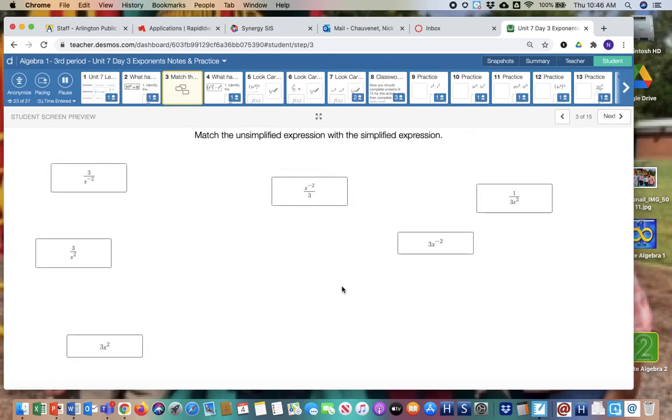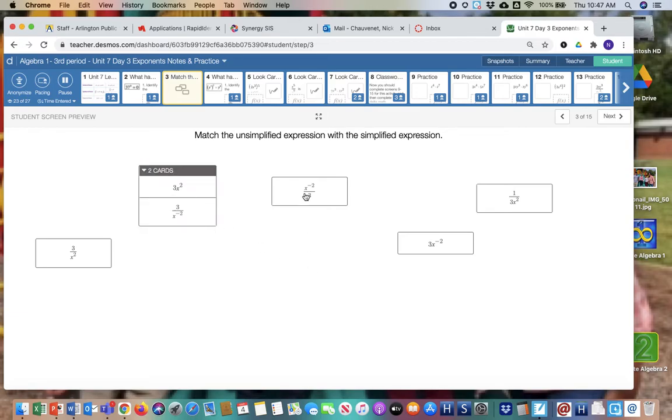All right, so now here we're asked to match the unsimplified expression with the simplified expression. Notice everything we have here is a 3 and then an x and then a -2 or a +2. So the numbers are all kind of the same there. We just have to organize what would match with what when it simplifies. So let's look at that. Here I have 3 over x to the -2. The 3 doesn't need to do anything. It's in the numerator. We need to make the x to the -2 positive. How do we do that? Well, instead of this being in the denominator, it needs to move to the numerator. So the x to the -2 moves to the numerator, becomes x squared. The 3 is going to stay where it is, so we get 3x squared. Well, that matches with this.